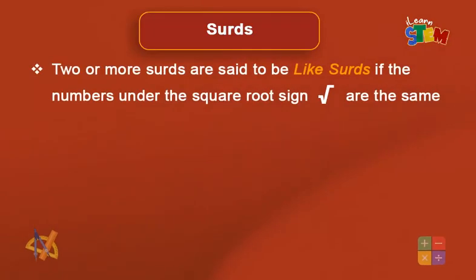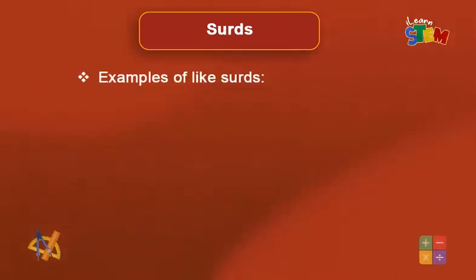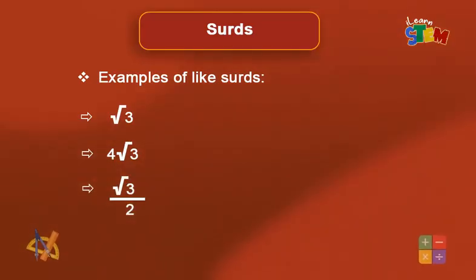Two or more surds are said to be like surds if the numbers under the square root sign are the same. For example, √3, 2√3, √3/2, etc. are like surds.